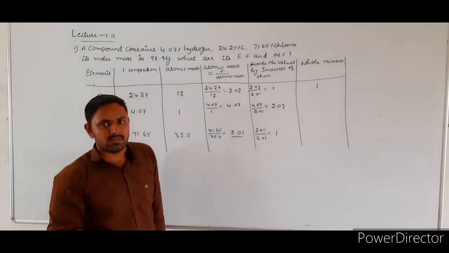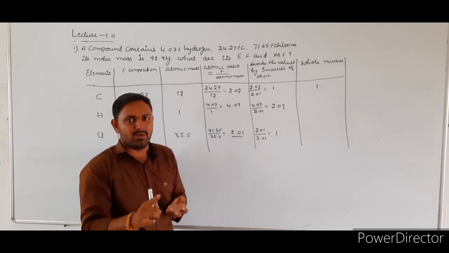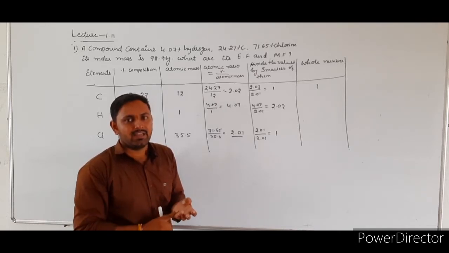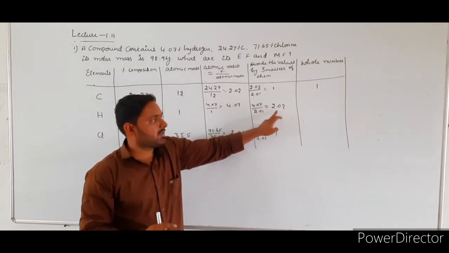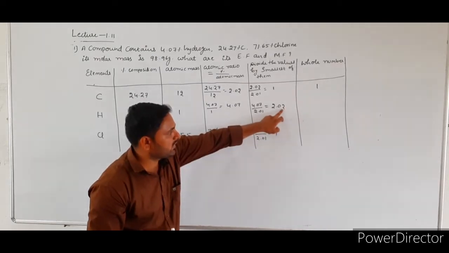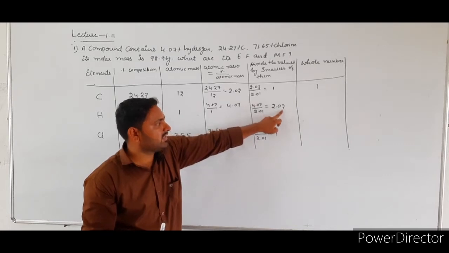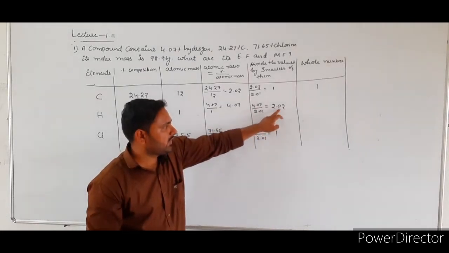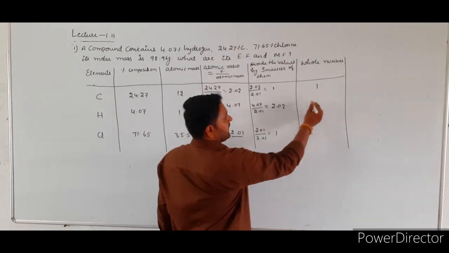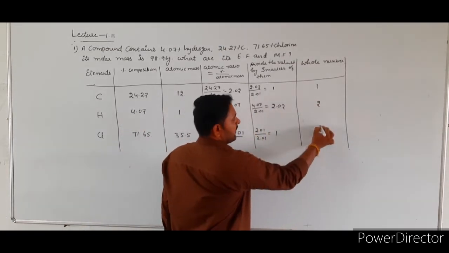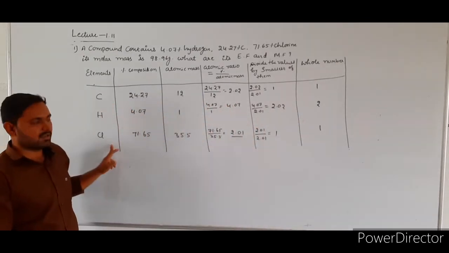To write whole numbers, there are two methods. One is to round off the number to the nearest whole number, or you multiply with a suitable number. Here if you round off this number, you will get a whole number. See, the last digit is 2, that means it is less than 5. If it is less than 5, then just remove it and no need to add 1 to the preceding number. So the rounded number is 2. Next, this is 1. These are the whole numbers of carbon, hydrogen, chlorine.